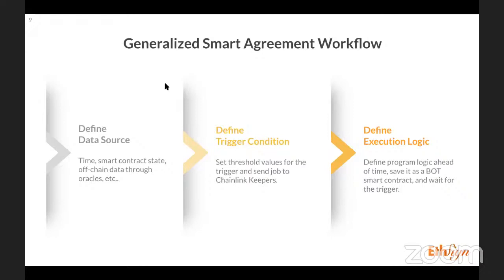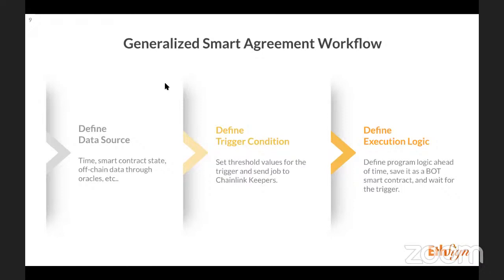Then we need to define a trigger condition. This can be any comparison operation, such as greater than, less than, or equal to. We also need to provide an expected result or threshold value to use as a comparison. Lastly, we need to define the execution logic. It will be a simple fund transfer as seen in our freelancer use case.